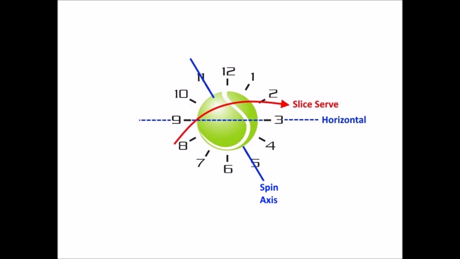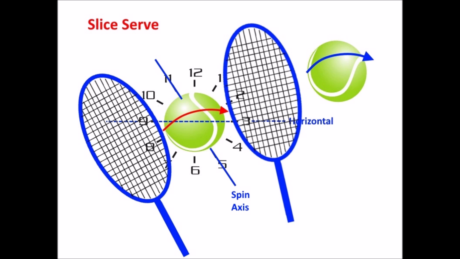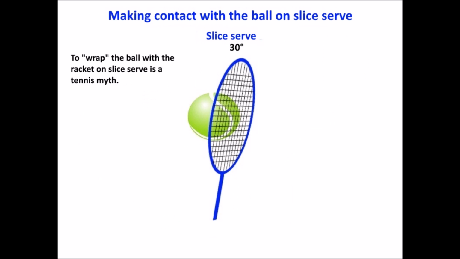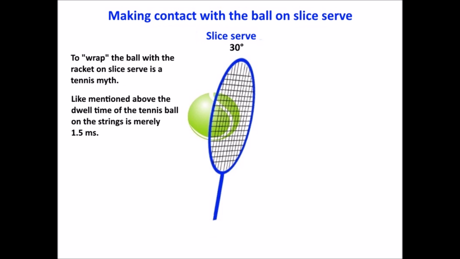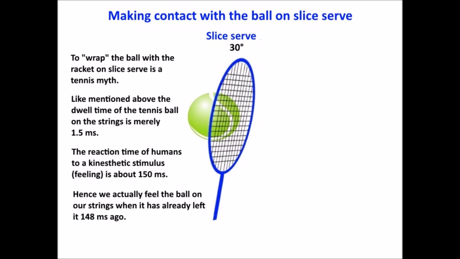When you want to hit a slice serve, you must hit the ball eccentrically from about 8:30 to about 2:30, like shown here. To wrap the ball with a racket on slice serve is a tennis myth. Like already mentioned above, the dwell time of the tennis ball on the strings is merely 1.5 milliseconds. The reaction time of humans to a kinesthetic stimulus is about 150 milliseconds. Hence we actually feel the ball on our strings when it has already left them 148 milliseconds ago.